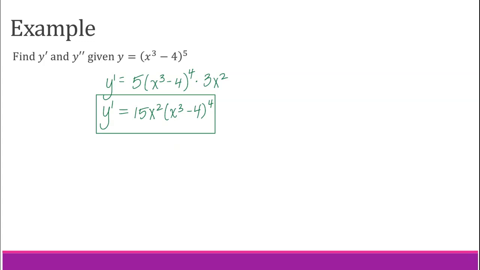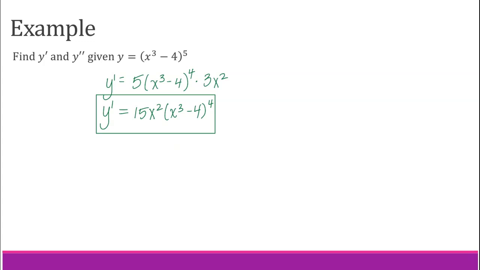Now we need to find the second derivative, y double prime. Looking at this first derivative, we actually now have a product of two functions of x, 15x squared times the quantity x cubed minus 4 to the 4th. We will need to apply the product rule, and within that process, do another chain rule.